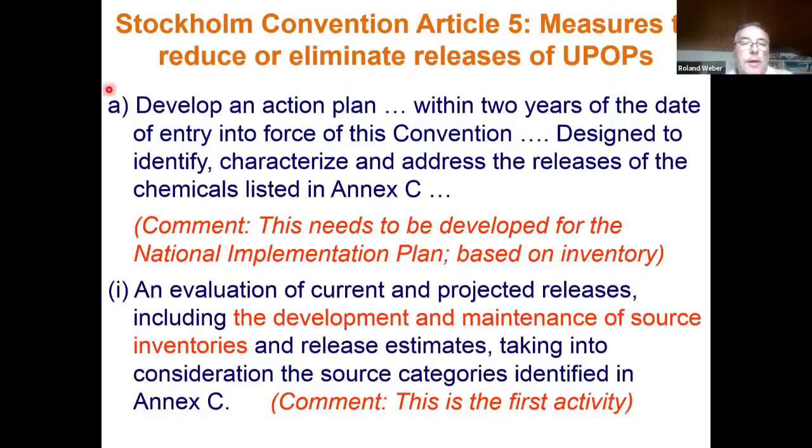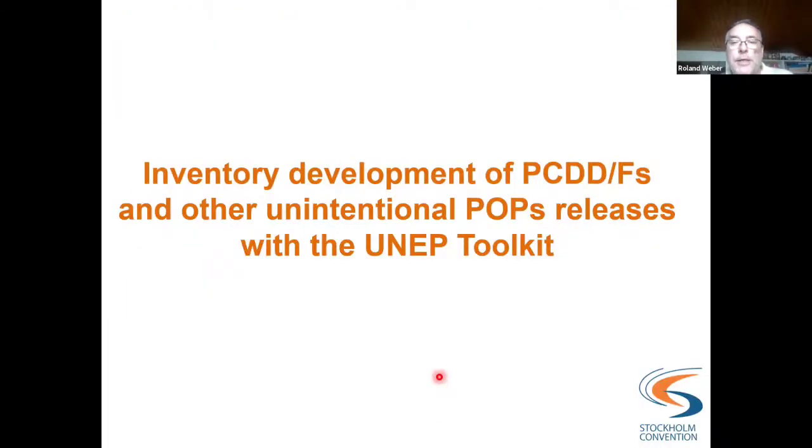So therefore, here the Article A in the first paragraph I says an evaluation of current and projected releases, including the development and maintenance of source inventories and release estimates, taking into consideration the source categories identified in Annex C. So therefore, the inventory development for unintentional POP is the first activity. We need first to understand which are the major sources. And therefore now in the second part of the presentation, it's about inventory development for dioxins and other unintentional POP releases with the UNEP Toolkit.